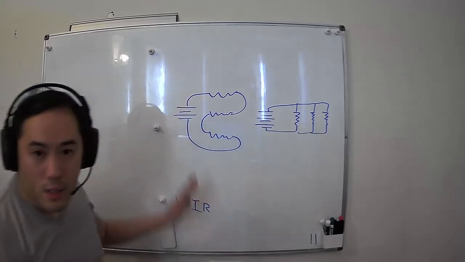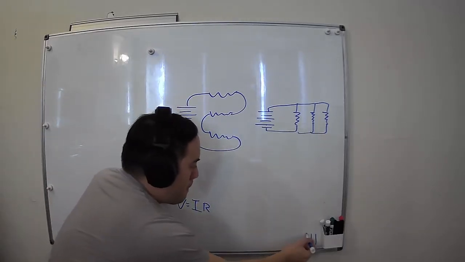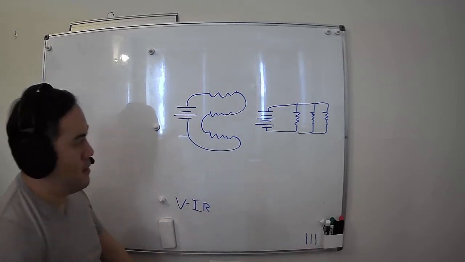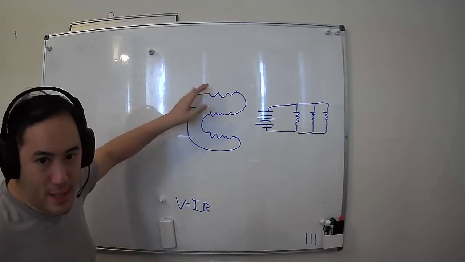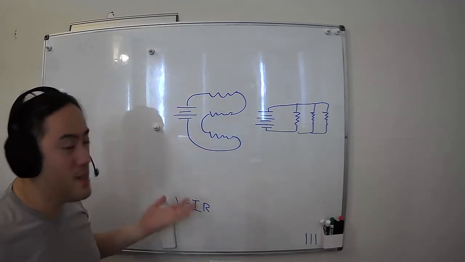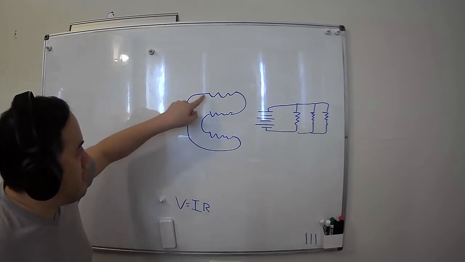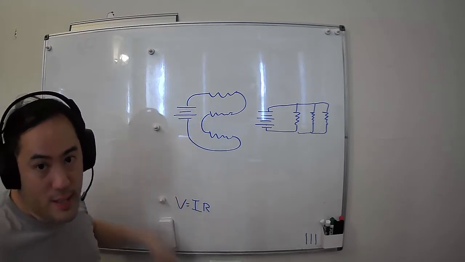Alright. Which one's parallel? Which one's series? Why? Alright. If you said this is parallel because the resistors are parallel to each other, that is not right. Look, the current will go through one resistor, then the other, then the other. This is series.